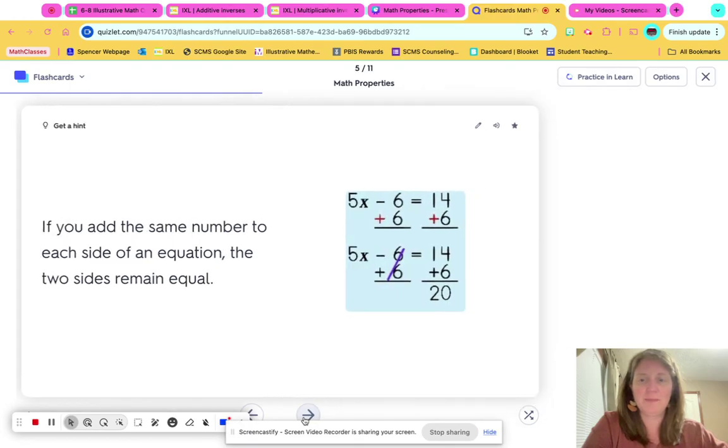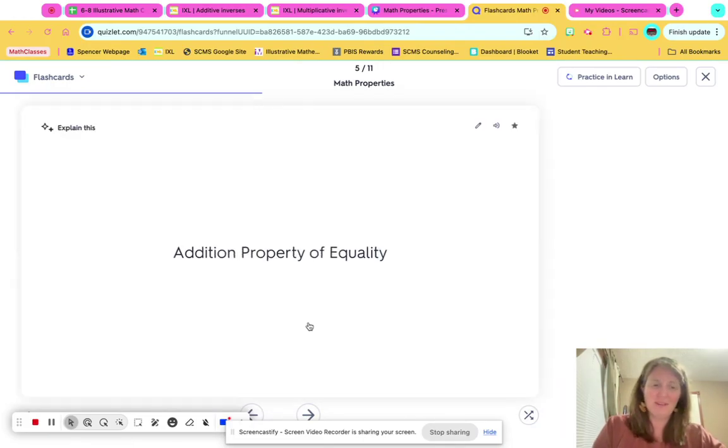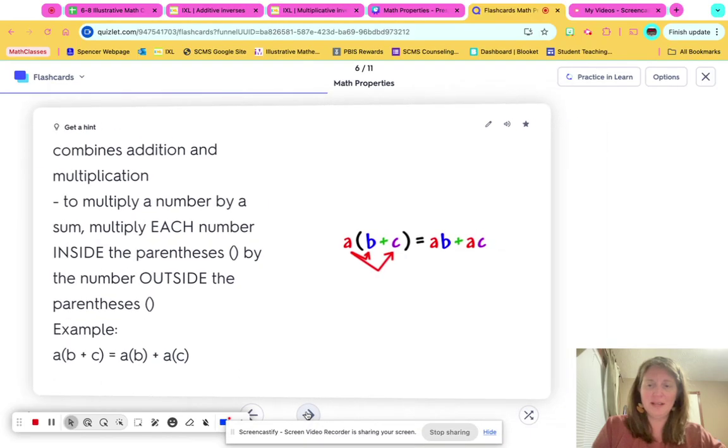All right, let's go to the next one. If you add the same number to each side of the equation, the two sides will remain equal. So we're adding a 6 here, adding a 6. We're going to keep the sides the same. If we add 6 here, 14 plus 6 equals 20. And so then 5x would equal 20. And so when we do it to one side, we would do it to the other. And remember that property is called what? Addition property of equality.